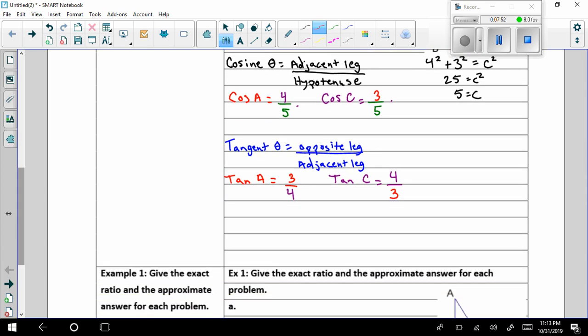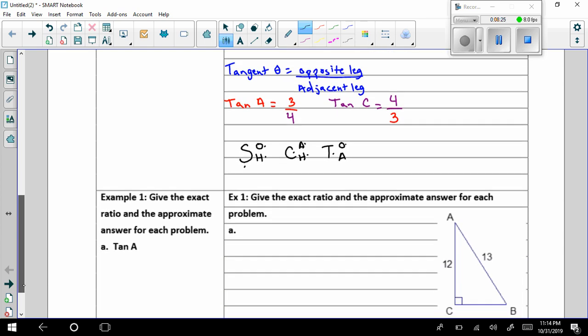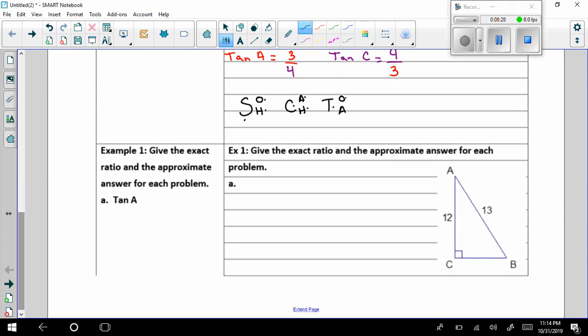All right, so those are your 3 trig functions. You can kind of remember them by just telling yourself SOHCAHTOA, which is just an acronym for sine is opposite over hypotenuse, cosine is adjacent over hypotenuse, and tangent is opposite over adjacent. So SOHCAHTOA. All right.